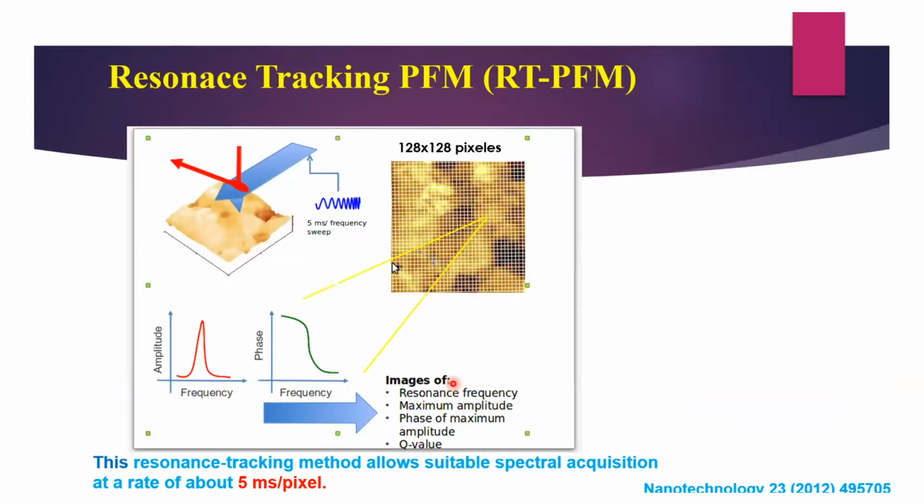We developed a similar technique to follow the resonance frequency. This technique is called resonance tracking PFM, and with this technique, you obtain in each pixel the amplitude and the phase, pixel by pixel, and you can construct the image of resonance frequency, maximum amplitude, phase of maximum amplitude, and Q value.